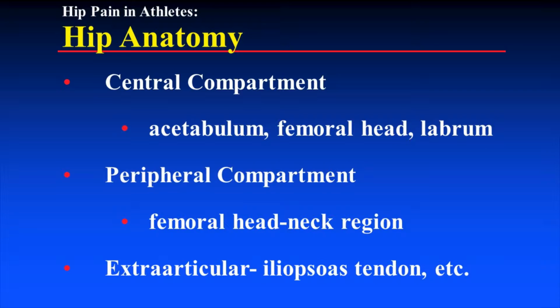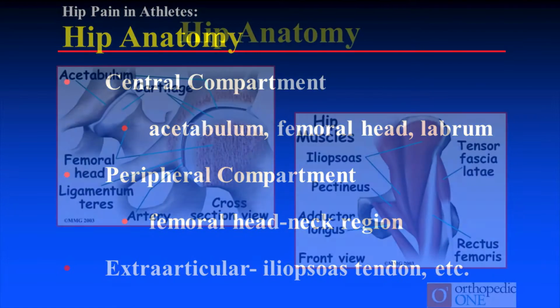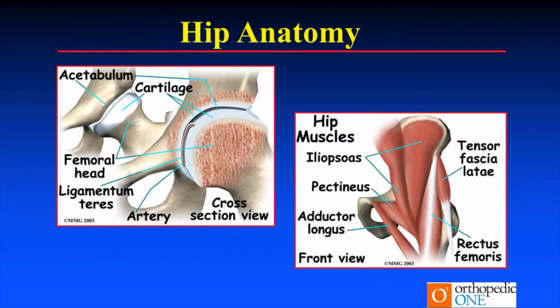So the peripheral compartment is outside the central compartment, the femoral head and neck region, and then extraarticular, the iliopsoas tendon, some of the extraarticular bursa that we heard about. So some more of the anatomy, the femoral head, central compartment, cartilage, we all saw a lot of that in the last couple talks.